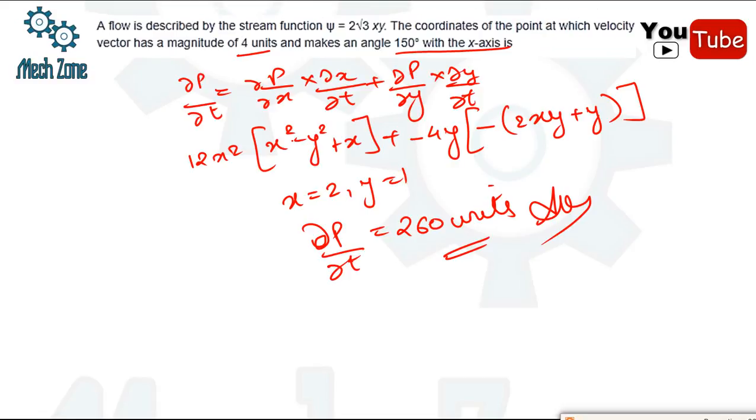Sorry, I think this was the question and I have solved it in the previous slide. So please forgive me. So the answer for this particular question, ∂P/∂T, is coming out to be 260 units.